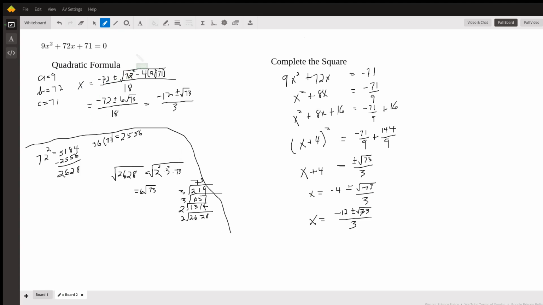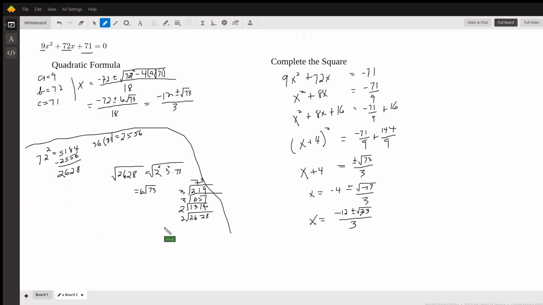You can use the quadratic formula, where you identify, since it's already equal to 0, A is 9, the coefficient of the squared term. B is 72, the coefficient of the linear term. C is 71, the constant term. X equals the opposite of B, negative 72, plus or minus the square root of 72 squared, B squared, minus 4 times A times C, all over 2A. That's what you get after you substitute into the quadratic formula.